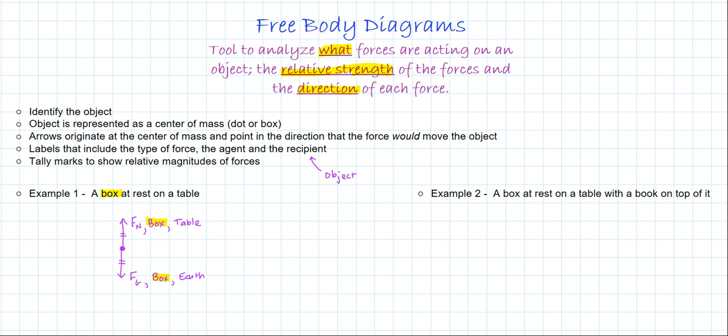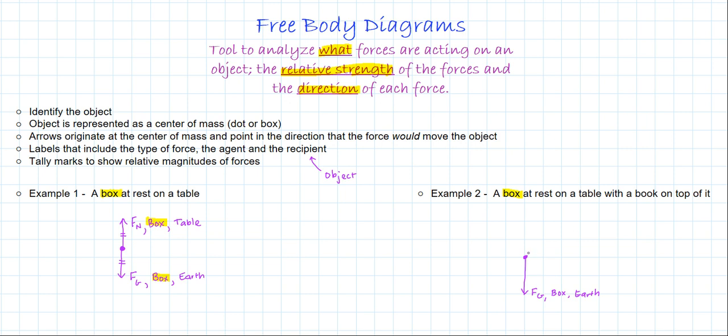Again, what I'm going to do is say that we're looking at the box. So let's go ahead and draw the force diagram for that, or a free body diagram. So I'm going to start by drawing a dot to represent the object. Again, I'm always going to have the force of gravity acting on the object, so I'm going to go ahead and put that on there. So the force of gravity is acting on the box, and that is being exerted by the earth, or interacting with the earth.